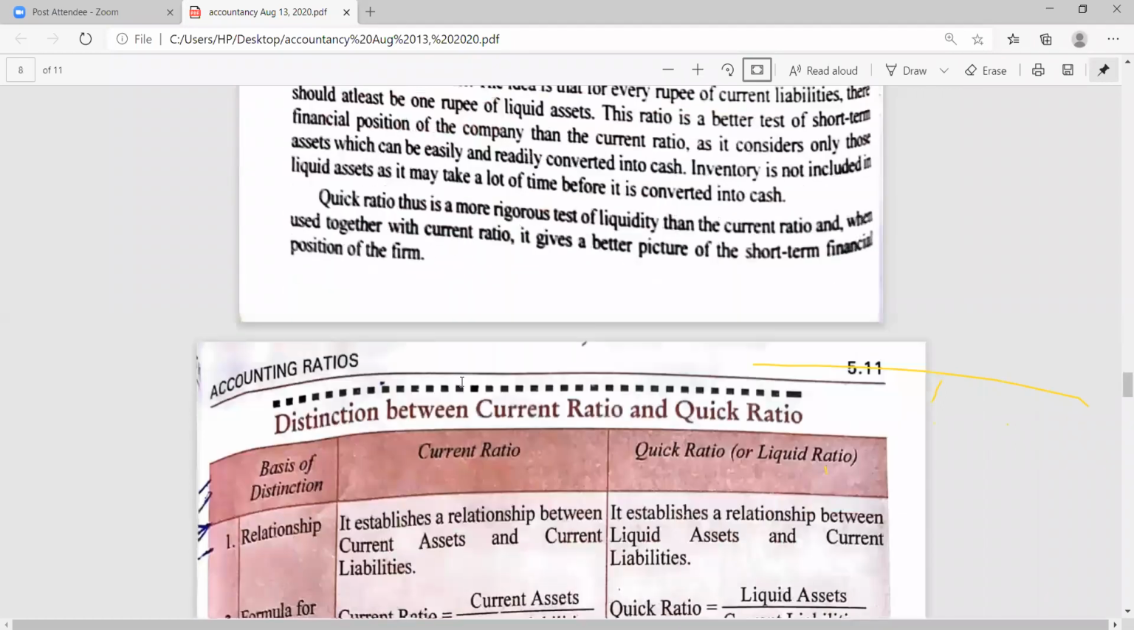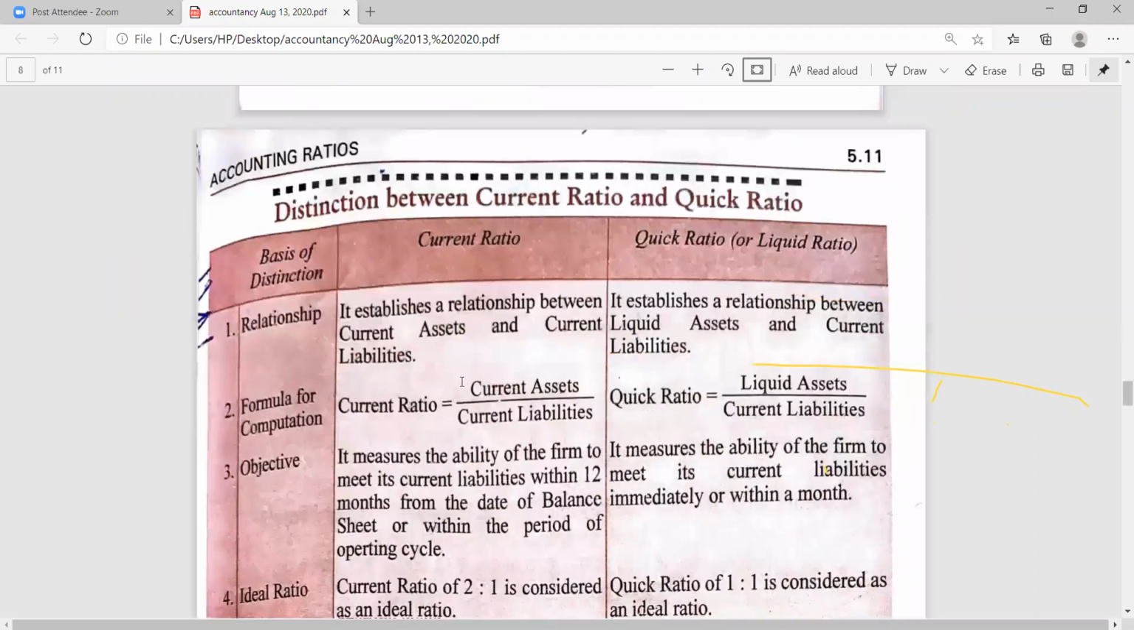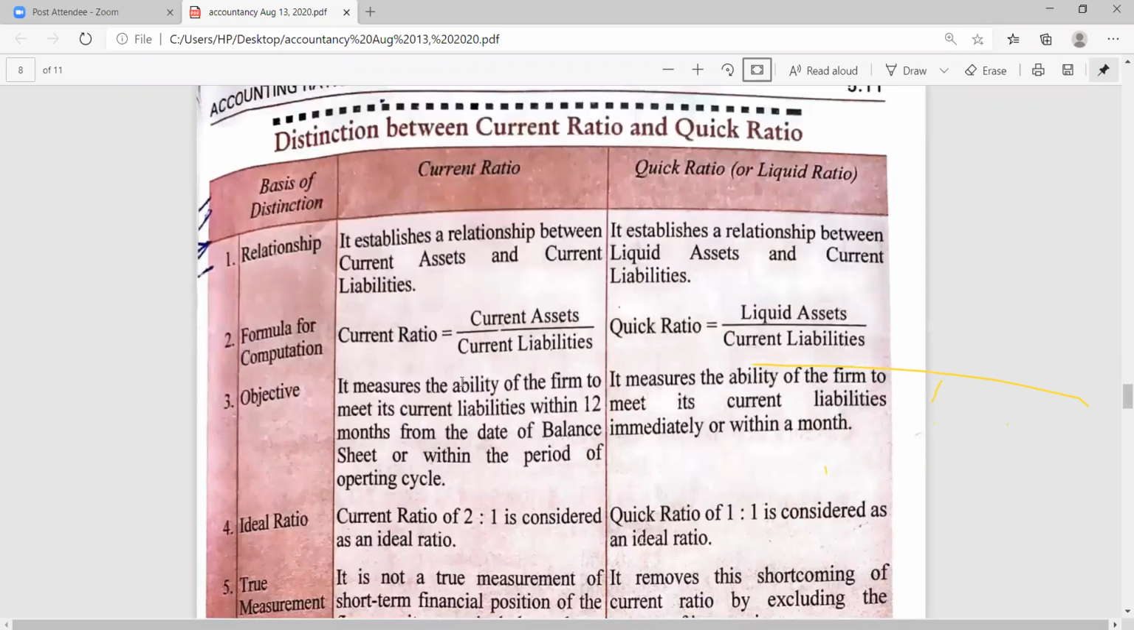Let's see what is the difference between current ratio and quick ratio. Current ratio establishes the relationship between the current assets and current liabilities, while the quick ratio establishes the relationship between liquid assets and current liabilities. Current ratio is equal to current assets upon current liabilities. Quick ratio is equal to liquid assets or quick assets upon current liabilities.